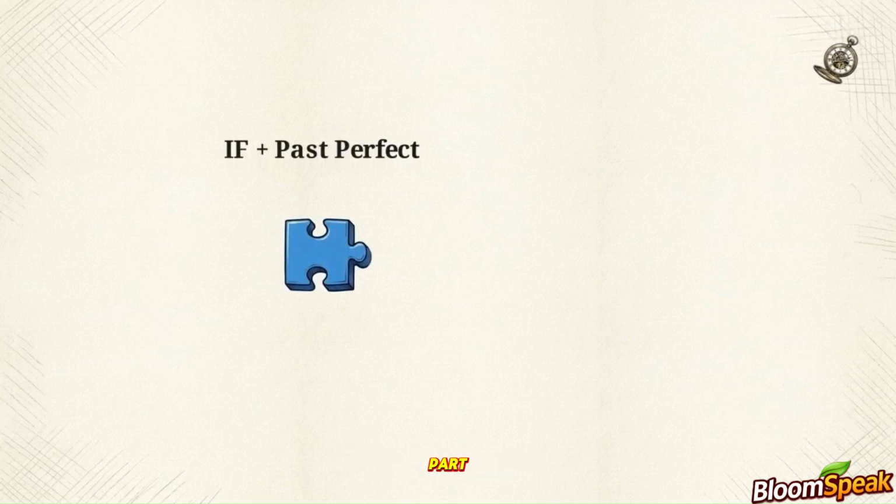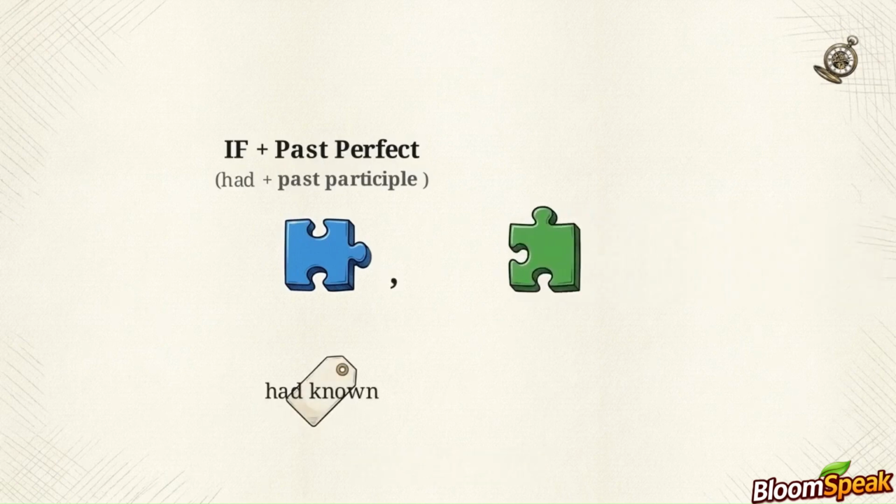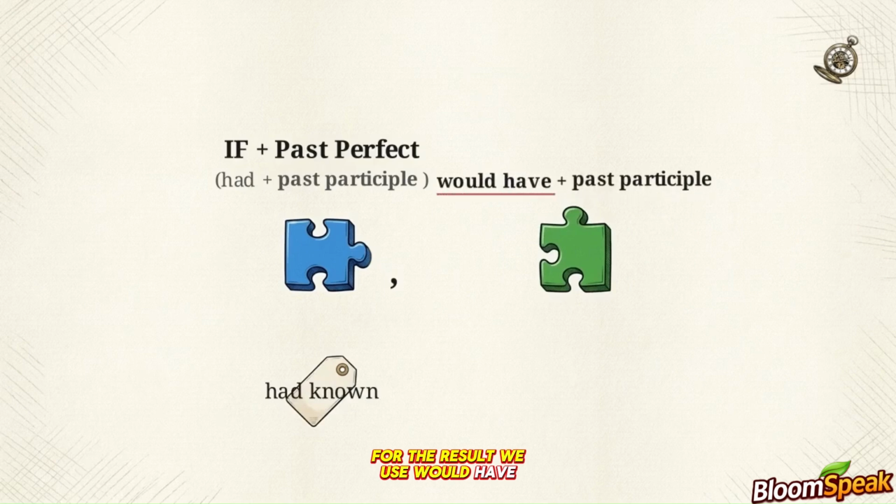The formula is longer here. For the if part, we use the had form. That means pairing had with the third version of a word, like known instead of know. For the result, we use would have followed by that same third form.